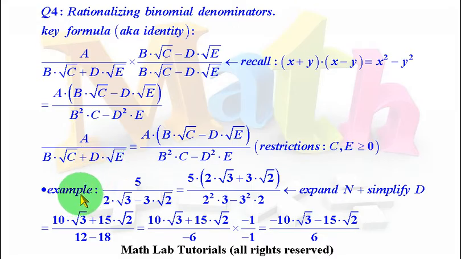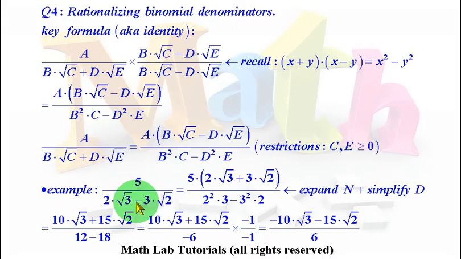Here's an example which makes use of this identity. If we have 5 all over 2 root 3 minus 3 root 2, we look at this and identify it with the left-hand side. The a is 5, the b is 2, the root c is root 3, the d is minus 3 this time, and root e is just root 2. So now we can use this formula over here. The a just gets transferred over.